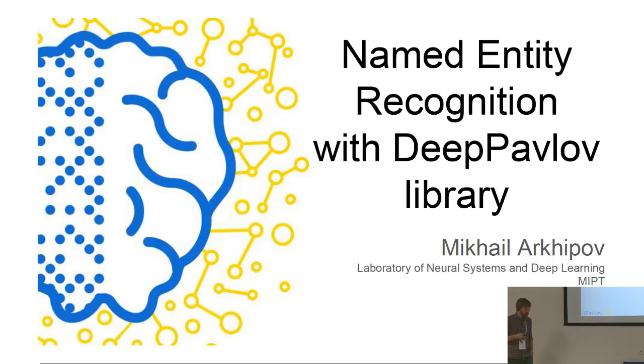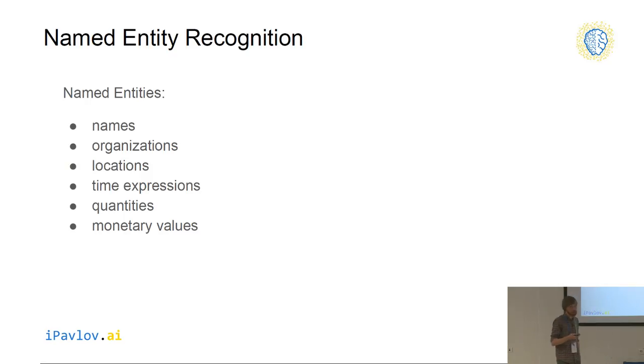Named entity recognition is the task of extracting named entities, which are names such as Ian Goodfellow or John Nash, organizations like Google or MIT, locations like Russia, Moscow, etc. Time expressions like yesterday, this year, or tomorrow. Quantities like 10, dozens, or something like this. Monetary values like rubles, $10,000, or anything like money.